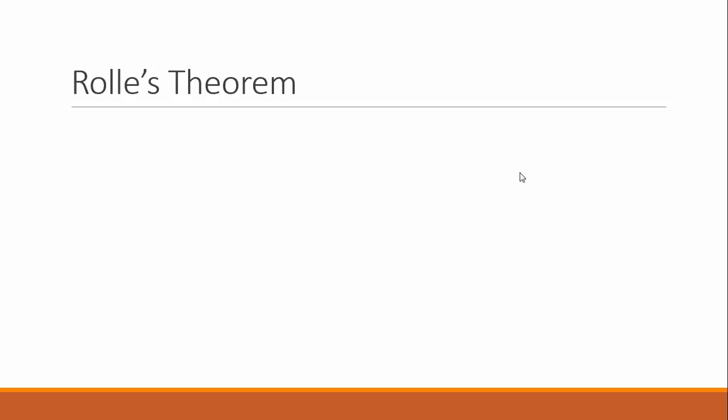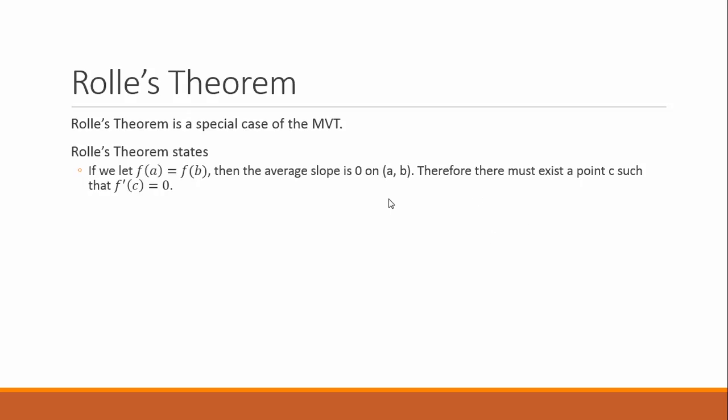And really quick, let's also go over Rolle's theorem. Rolle's theorem is just a special version of the mean value theorem. Now what we're going to do is say that f of A and f of B are actually the same point, or they hold the same value. Then the average slope is 0 on AB, therefore there must exist a point C such that the derivative is equal to 0.